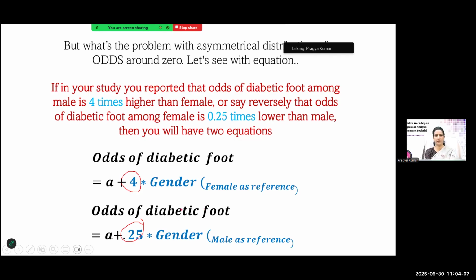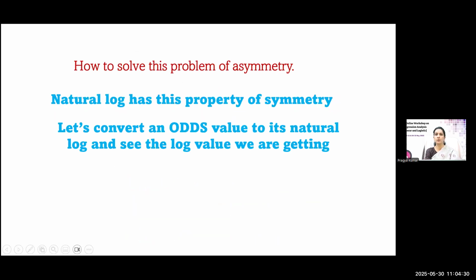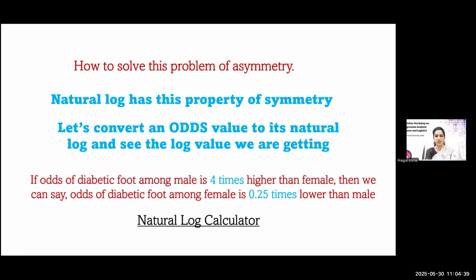If I change the reference level, I have to put that, because I have to fit that into a regression equation where this beta is the coefficient. If I have to do like that, it is not symmetrical. So I'll have to have two equations then. That's why, to solve this problem of asymmetry, if you convert this odds into natural log, then you will have symmetry.